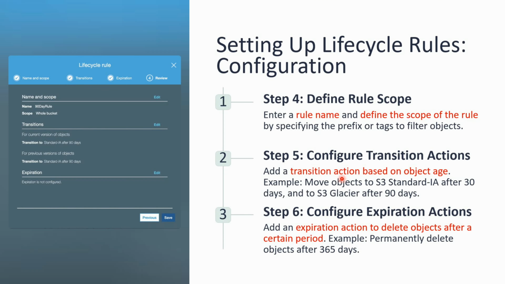Next, you can add a transition action based on object age. For example, move objects to S3 Standard-IA storage after 30 days and move objects to S3 Glacier storage after 90 days. And also you can add an expiration action to delete objects after a certain period. For example, permanently delete objects after 365 days. We will see how to do that.